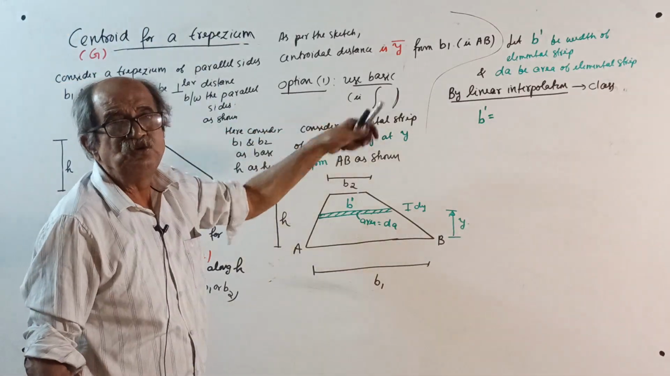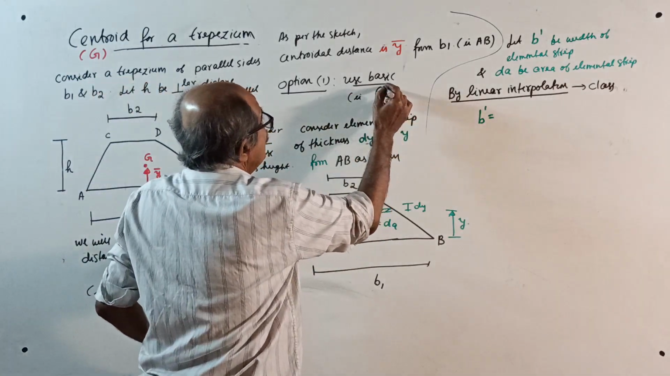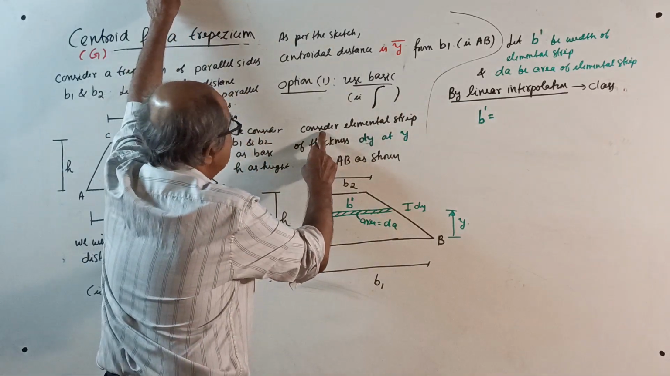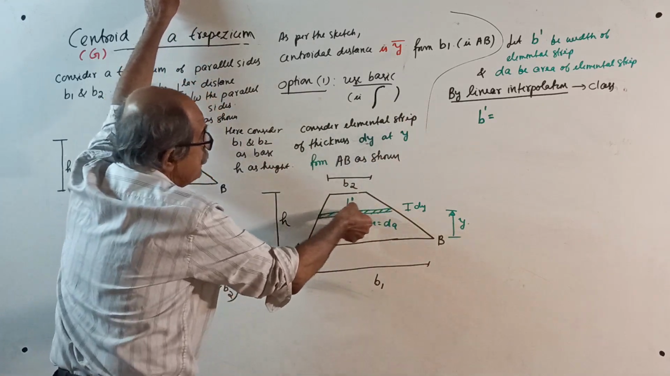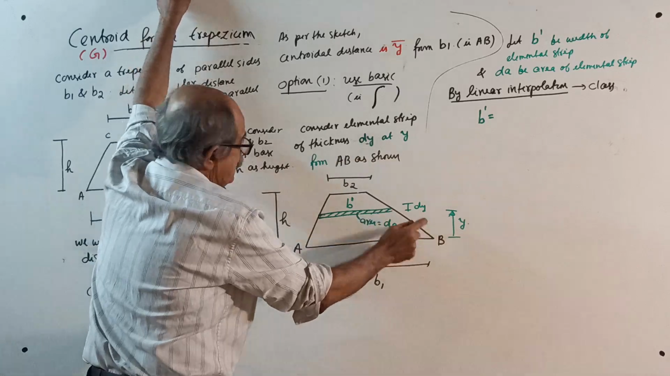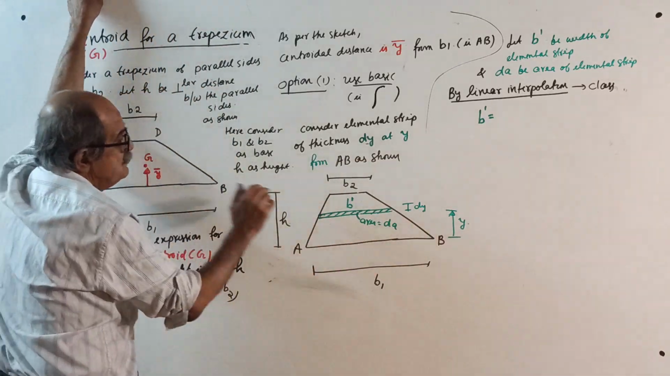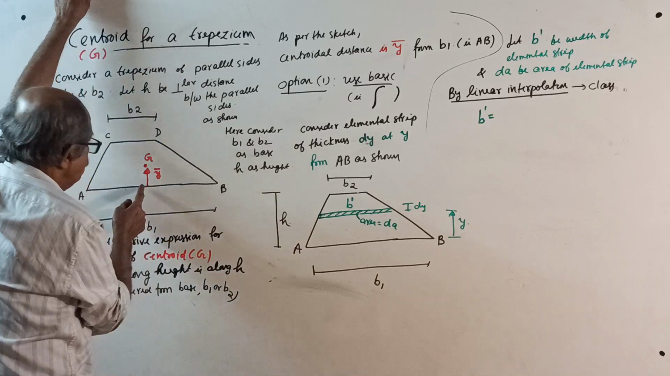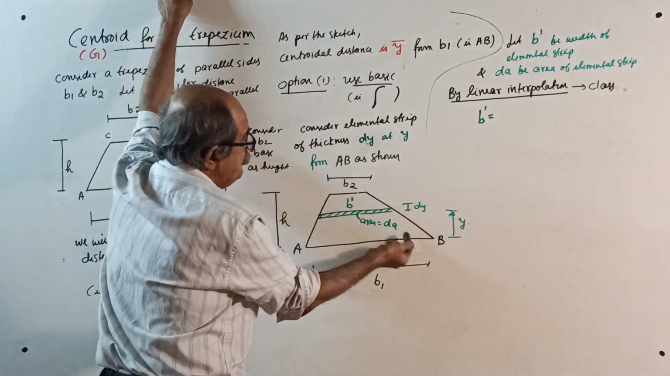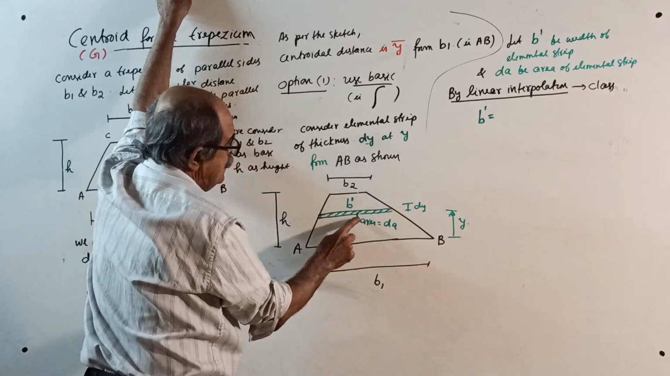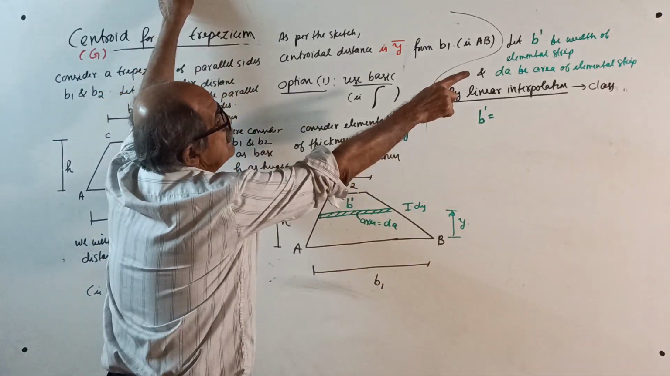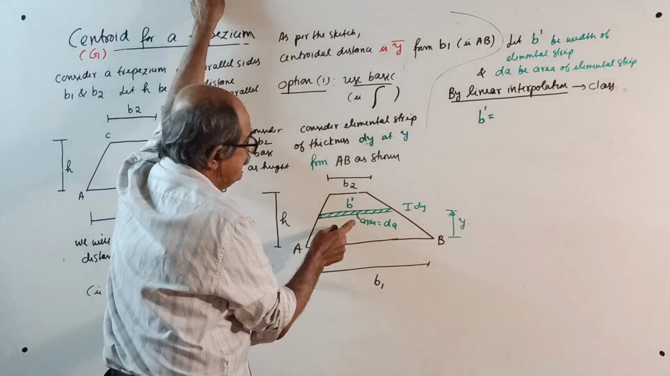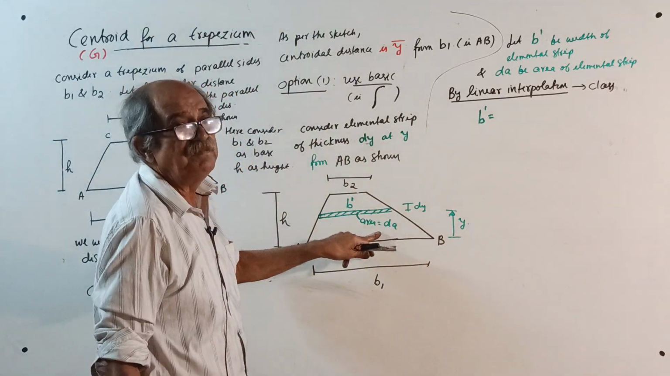Option 1: use the basic concept, that is, the integration principle. For that, consider an elemental strip of thickness dy. I told you already, if you want y bar, the thickness should be dy. We want the centroidal distance from AB, so you should take y from AB only, this way. Let the width of the strip be B dash, the thickness dy, and let the area of the elemental strip be dA. This you all know.